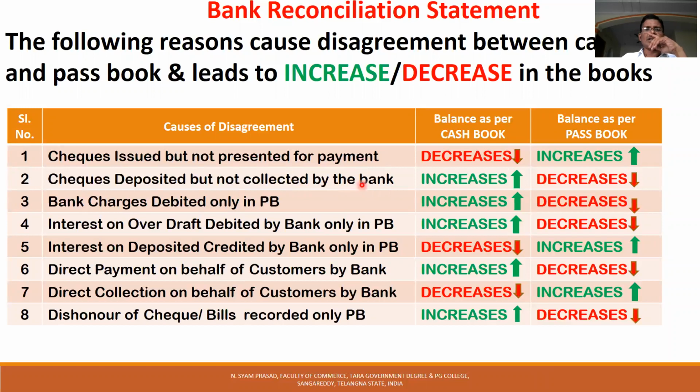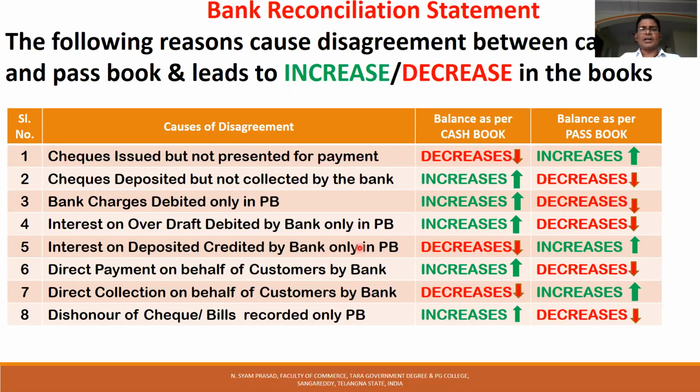Checks deposited but not collected by the bank. Whenever a check is deposited, we debit, so the cash book balance increases, but the banker has still not collected, so the passbook balance decreases. Bank charges debited only in passbook. When bank charges are debited by the bank automatically, it means payment, so our bank balance according to passbook decreases and the cash book balance increases. Interest on overdraft debited by the bank. Whenever interest on overdraft is debited by the bank, the passbook balance decreases. When the passbook balance decreases, the cash book balance increases because the same is not recorded in the cash book.